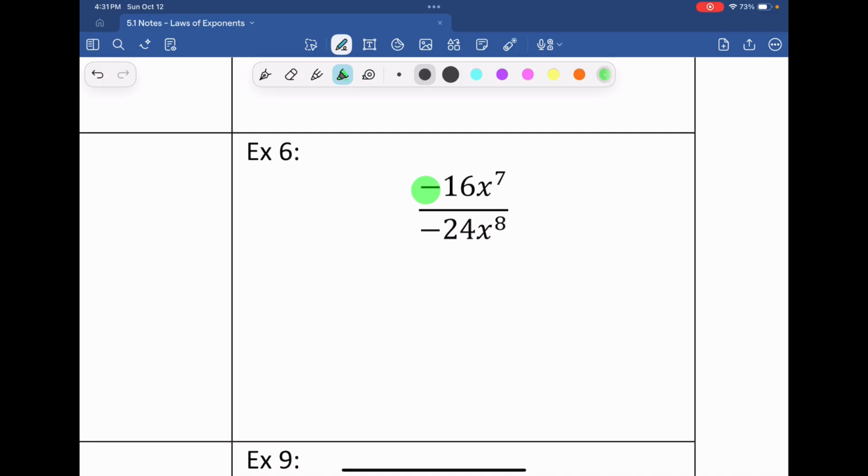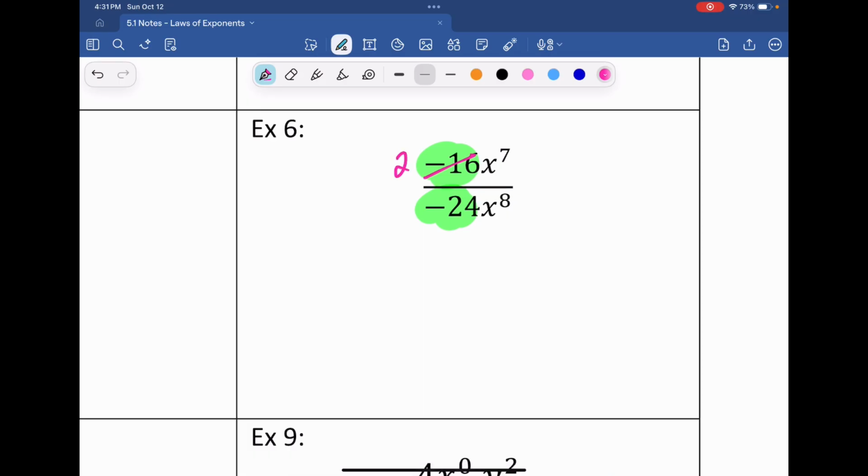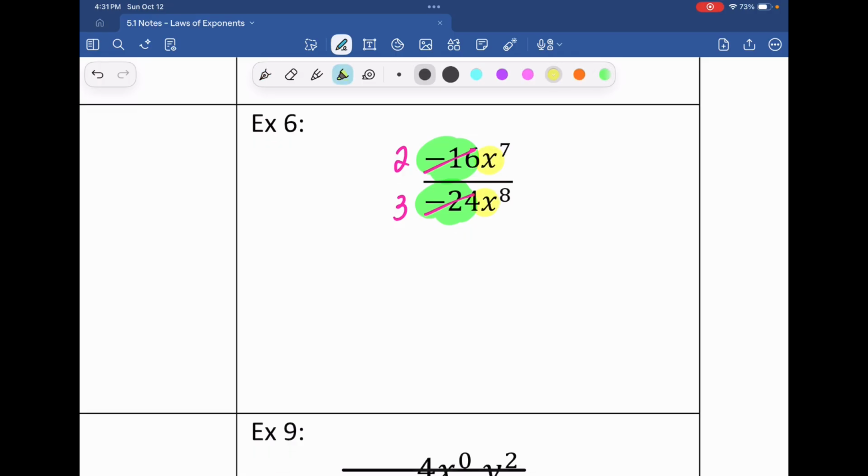Okay, we have negative 16, negative 24. Both of those can be divided by negative 8. You want to get rid of the negative sign as well because negative over negative is positive. So negative 8 goes into negative 16 twice and into negative 24 3 times. Dividing by the same base, you have x's. Subtract your exponents. The 7 is smaller than the 8.